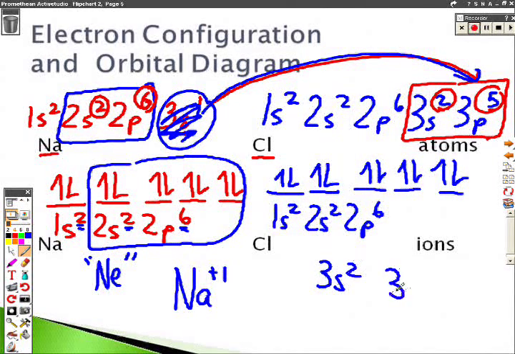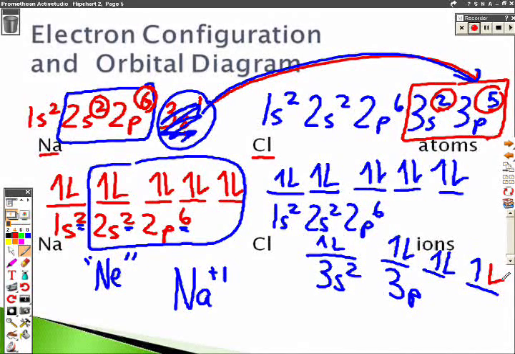3s2, 3p5. Up, down. 1, 2, 3, 1, 2, 3, 4, 5. That's how many chlorine normally has. But guess what? It's gained an electron. It gained an electron from sodium. It has 1 extra electron, and so therefore it's charged -1. They balance out.